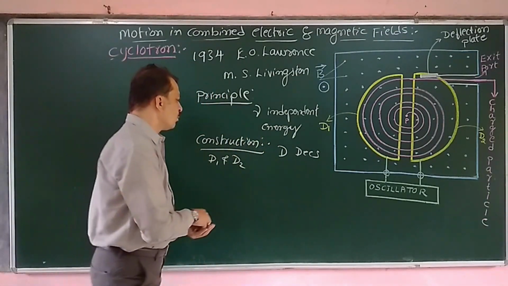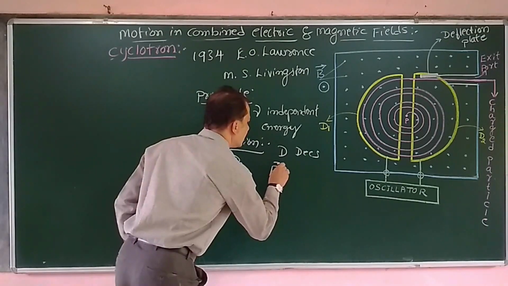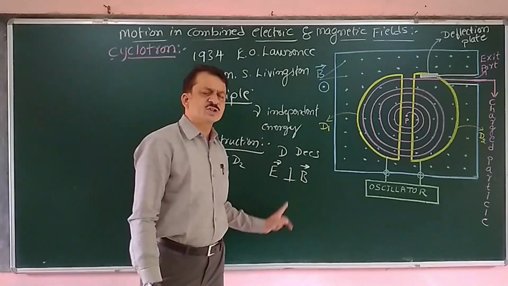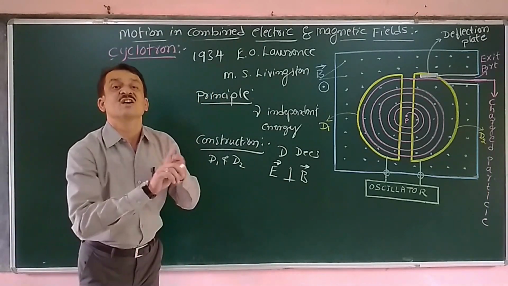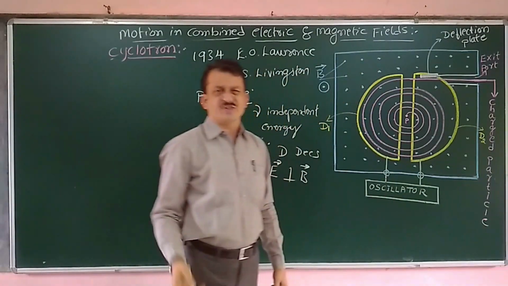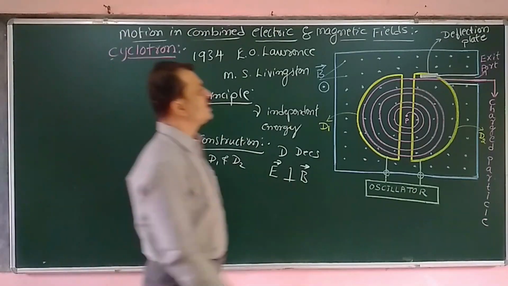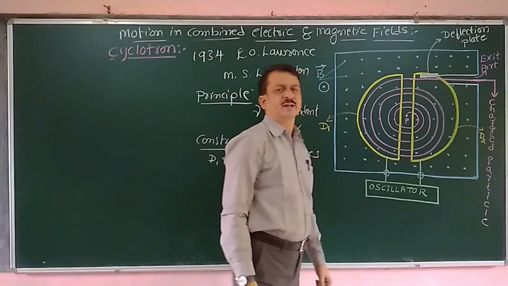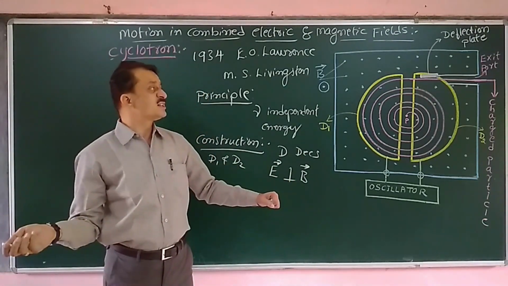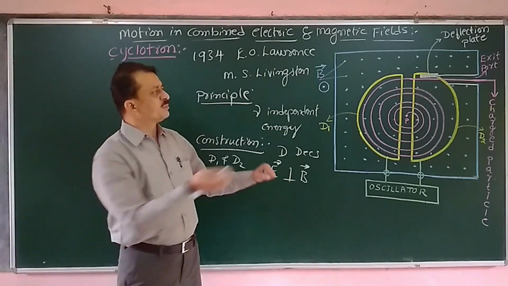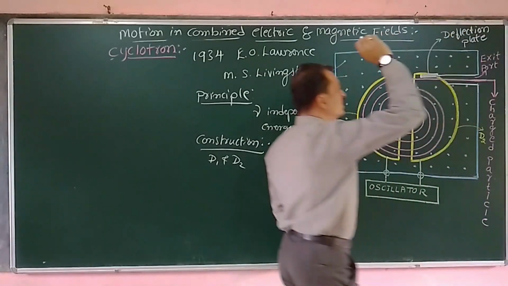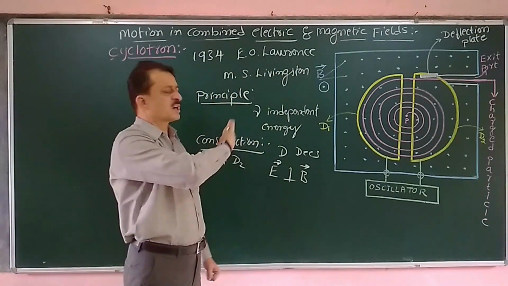Because of that reason both the fields are crossed. The electric field is perpendicular to the magnetic field. Hence this combination of these two fields, we call it as crossed fields. Now at the center we have a source of a charged particle, and here we are having a deflection plate. Now that is used to take out a highly energetic charged particle from the cyclotron, and we have an exit port. From this one the highly energetic charged particle is coming out.